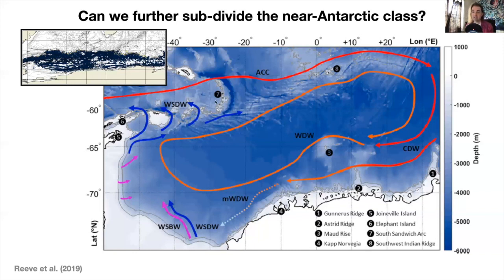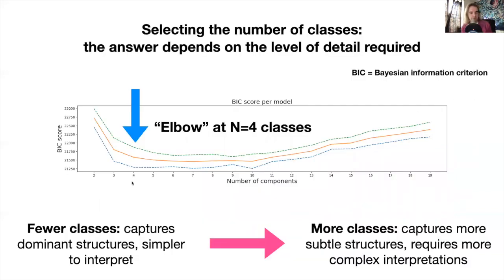And up here, you'll find the Weddell Scotia confluence waters, which we'll come back to in a minute. So that's just the kind of circulation context that's good to keep in mind here. One free parameter in this method is the selection of the number of classes. There isn't necessarily a general global answer for the correct number of classes.